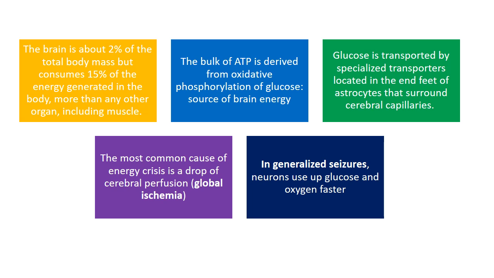The most common cause of energy crisis is a drop of the cerebral perfusion, that is, global ischemia. In generalized seizures, neurons use up glucose and oxygen much faster.